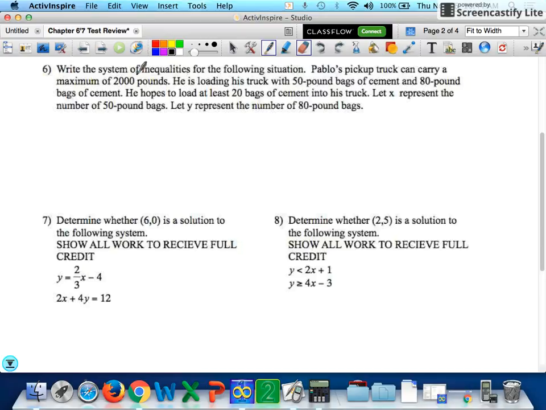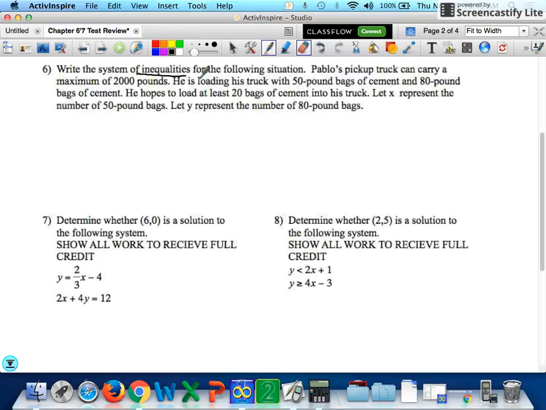Write the system of inequalities for the following situation. Pablo's pickup truck can carry a maximum of 2,000 pounds, and he is loading his truck with 50-pound bags of cement and 80-pound bags of cement. He hopes to hold at least 20 bags of cement in his truck.